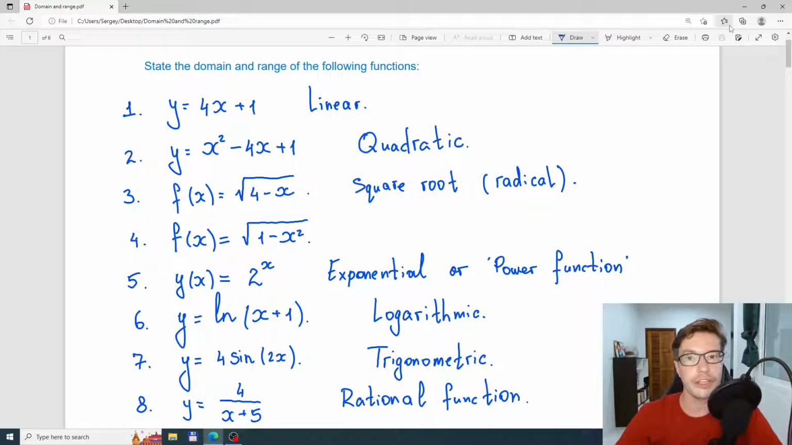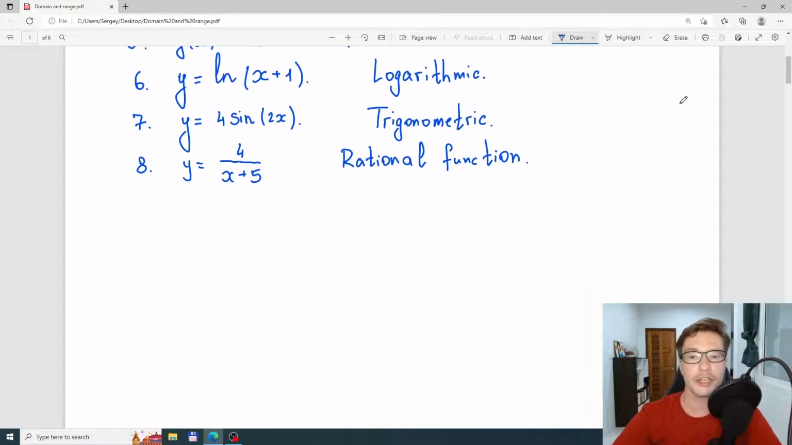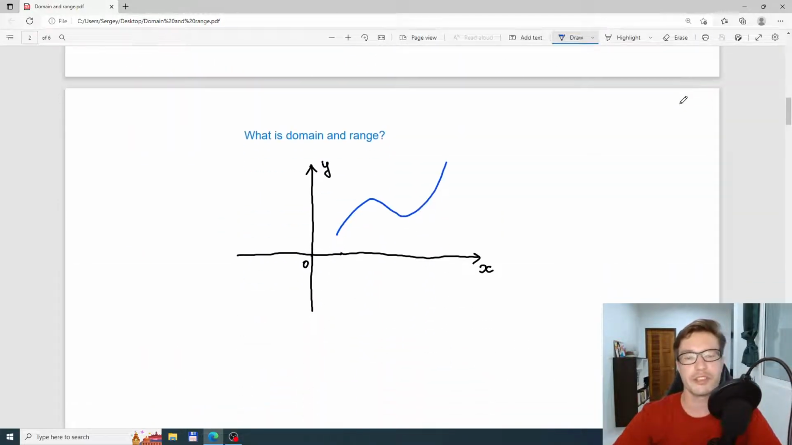Hi, in this video, I'm going to show you how to find domain and range of different functions, and I will show you 8 different examples from linear function to quadratic, then square root, exponential function, logarithmic, trigonometric, and finally rational function. But before we start, let's make sure that we all understand what domain and range are.